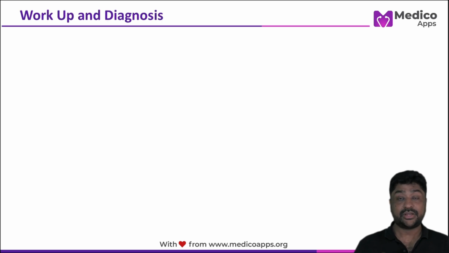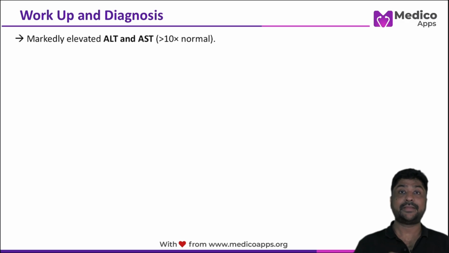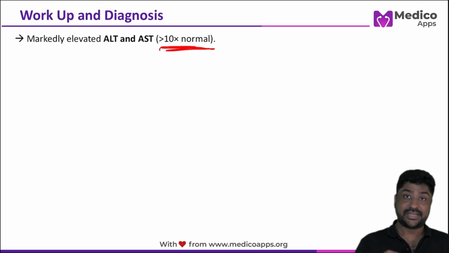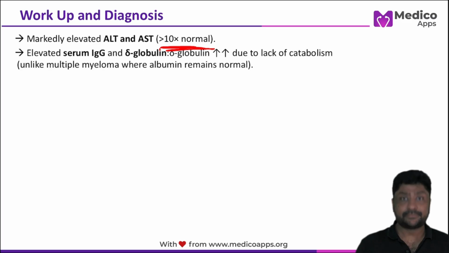Let's go through the workup and diagnosis step by step. First, notice the liver enzymes. In autoimmune hepatitis, ALT and AST are markedly elevated, often more than 10 times the normal level. This degree of elevation is very important and is frequently asked in exams.